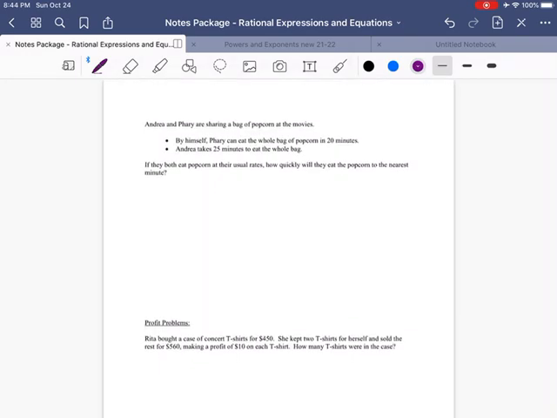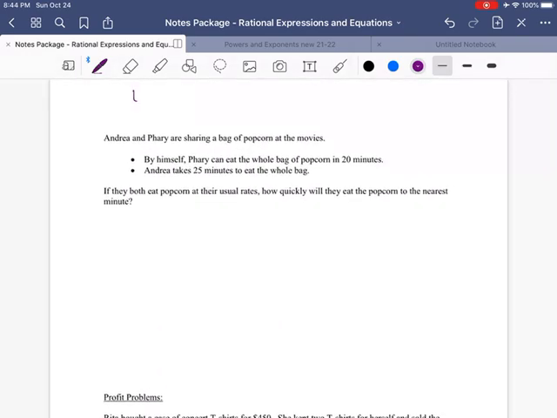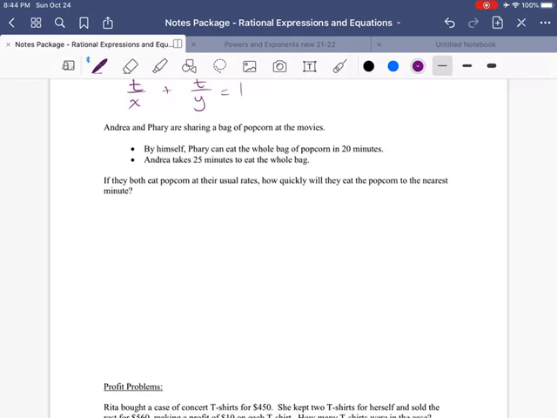And we are going to use the same formula. So like the time over x plus the time over y is equal to one job. In this case, the job is sharing a bag of popcorn. So we've got one bag of popcorn to share. Fairy can eat the whole bag of popcorn in 20 minutes, and Andrea takes 25 minutes to eat the whole bag.